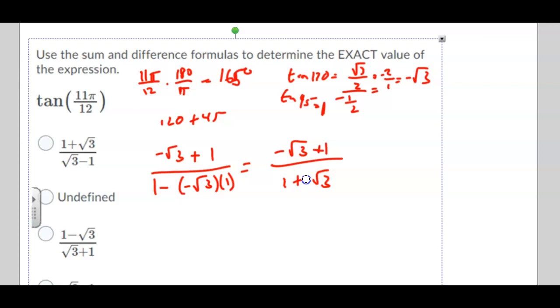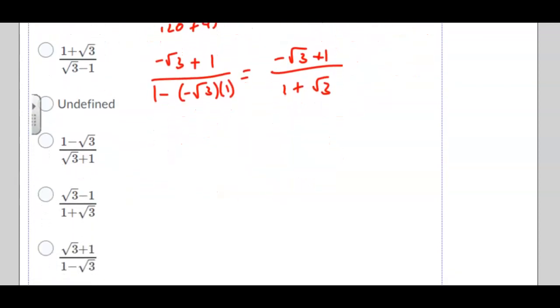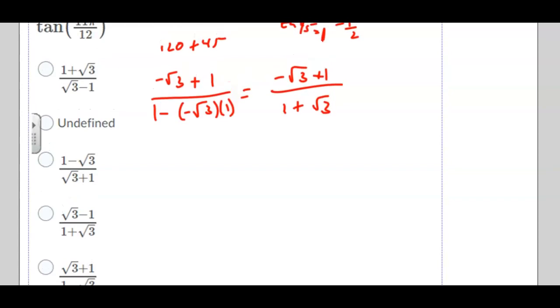So here we go, which answer is this? Negative radical 3 plus 1 over 1 plus radical 3. This one right here, because it's negative radical 3 plus 1. Just mind your signs, okay? With respect to your signs.